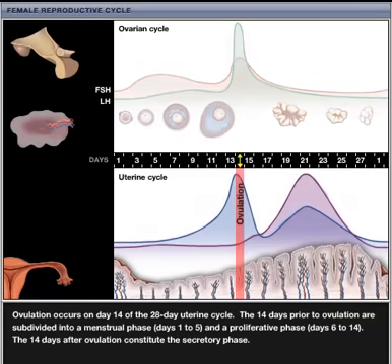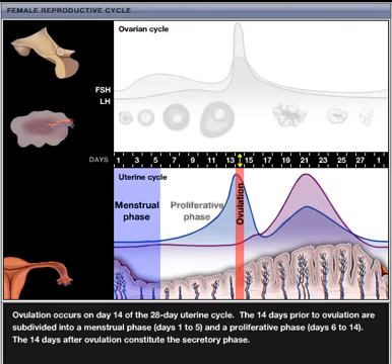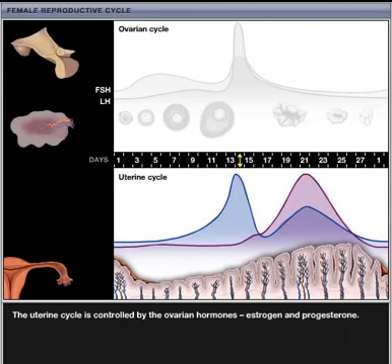Ovulation occurs on day 14 of the 28-day uterine cycle. The 14 days prior to ovulation are subdivided into a menstrual phase, days 1 to 5, and a proliferative phase, days 6 to 14. The 14 days after ovulation constitute the secretory phase. The uterine cycle is controlled by the ovarian hormones, estrogen and progesterone.